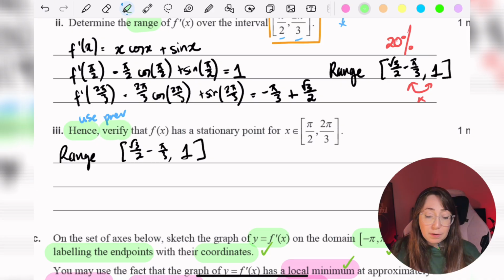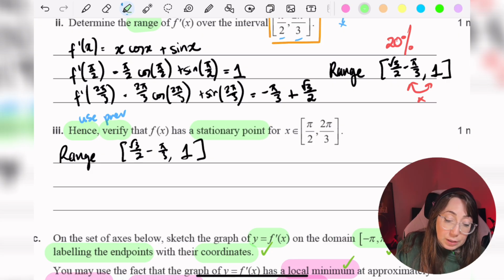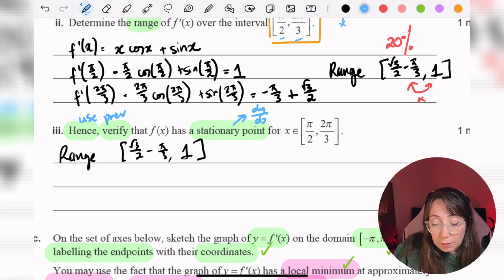Next, it also says verify that it has a stationary point. So it is telling us it definitely has a stationary point. We just have to prove it. Now, in terms of the word stationary point, the immediate thing that I always think of is that the gradient is 0.